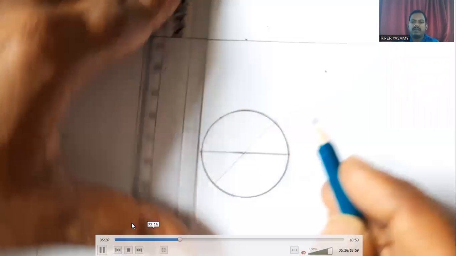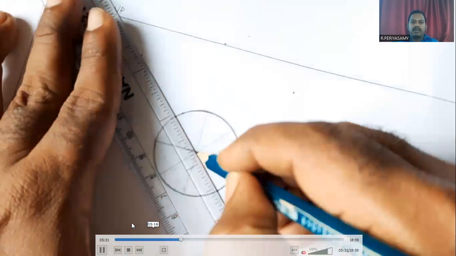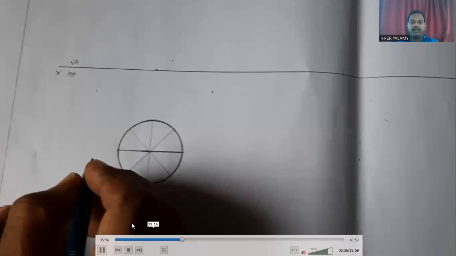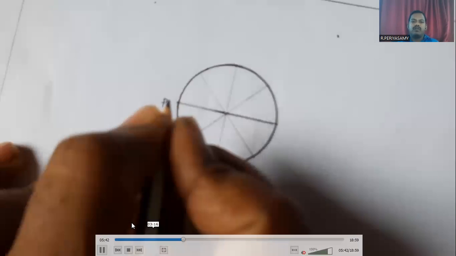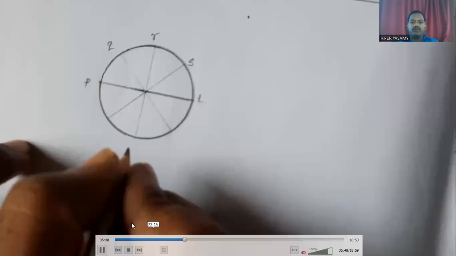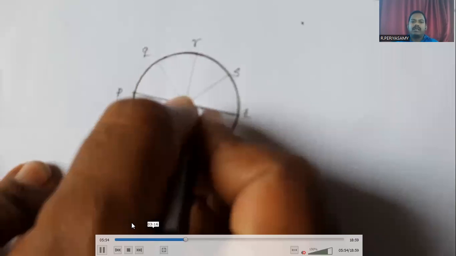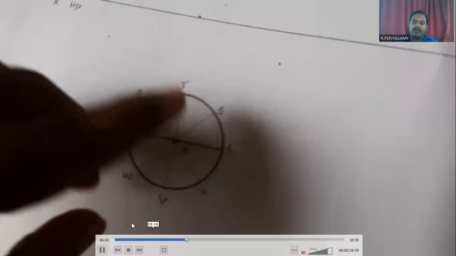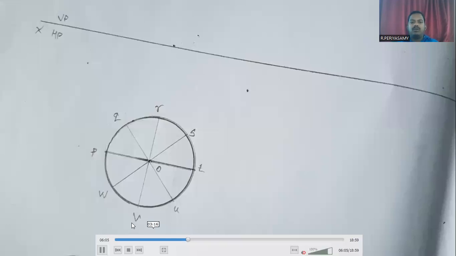Keep the scale at the center of the circle along the 45 degree inclination line. In the same way, we divide the circle into 8 equal parts. Now we have divided the circle into 8 equal parts. Then we have to mention the points P, Q, R, S, T, U, V, W. The center point is denoted as O. This is the apex or vertex. In the top view projection, the point O is projected at the center of the circle. This is the simple top view projection of the given cone.